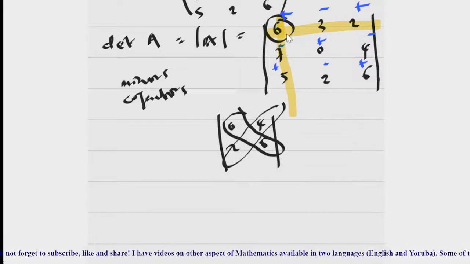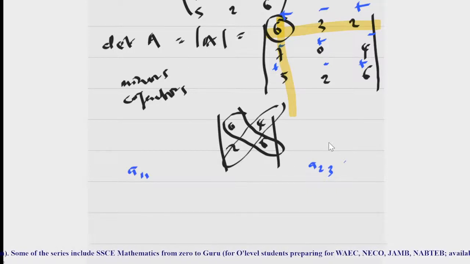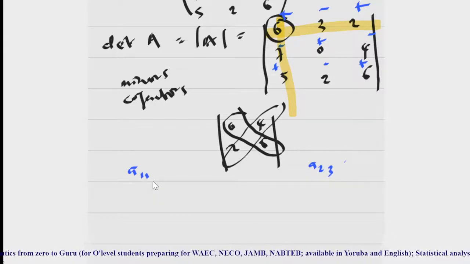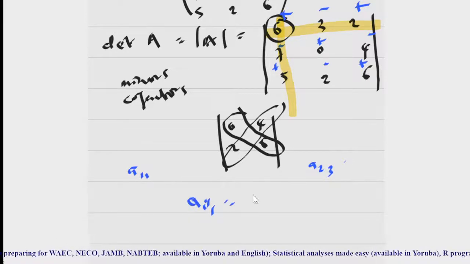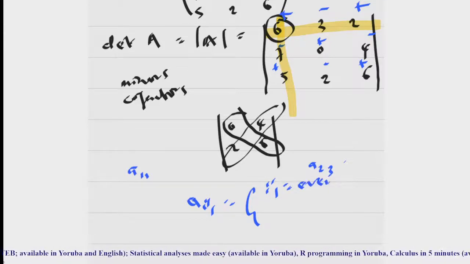Recall that the position of this element 6 is in row 1, column 1. And the position of this element 4 is row 2, column 3. You understand now? So if you want to know whether the cofactor of a matrix will have a positive sign or a negative sign, you are going to add these subscripts together. And if the subscripts, maybe i and j, give you an even number, then you are going to have a positive sign. So let me rewrite it very well in terms of this.